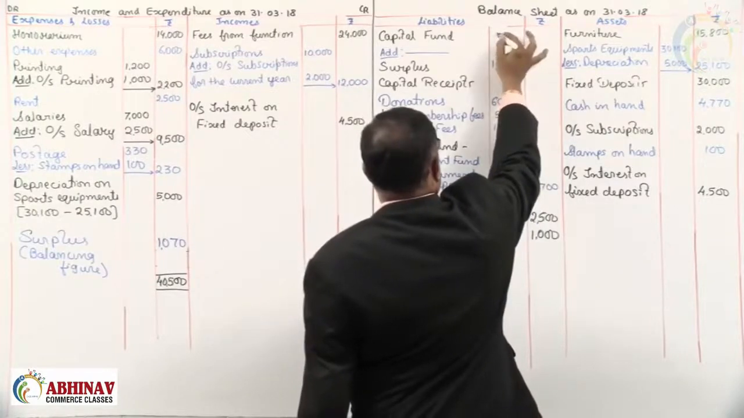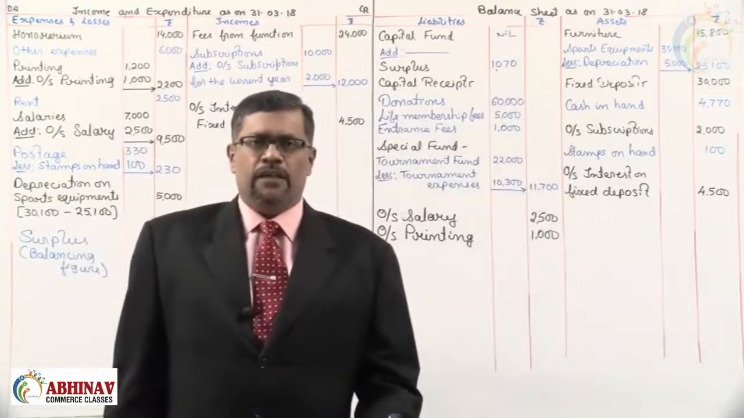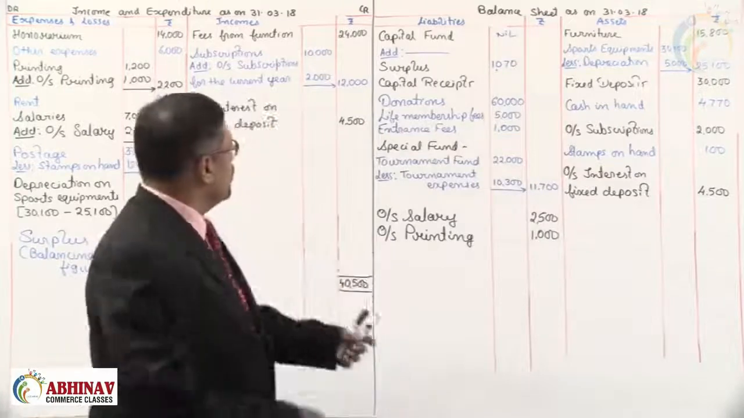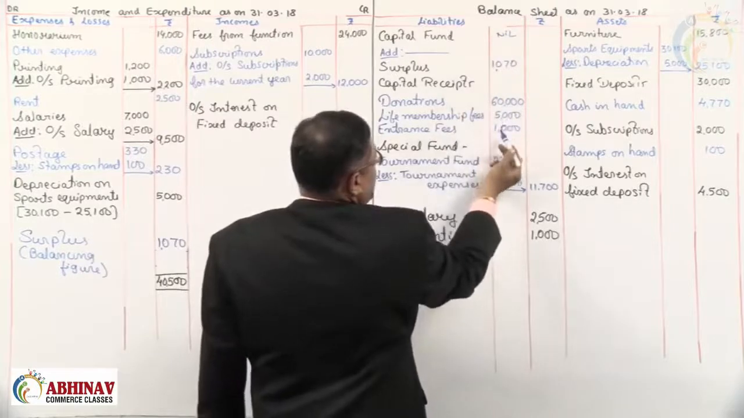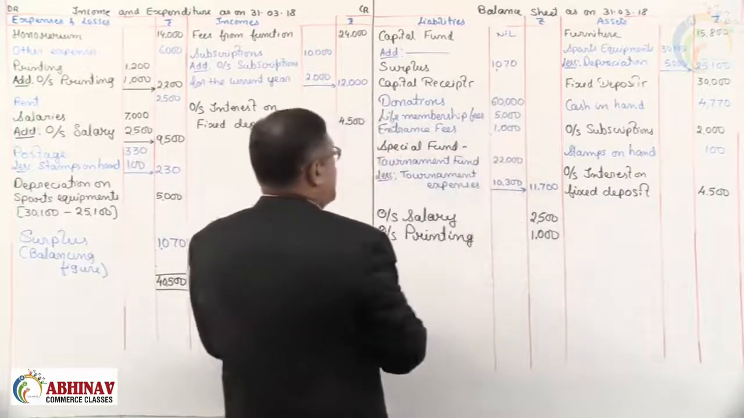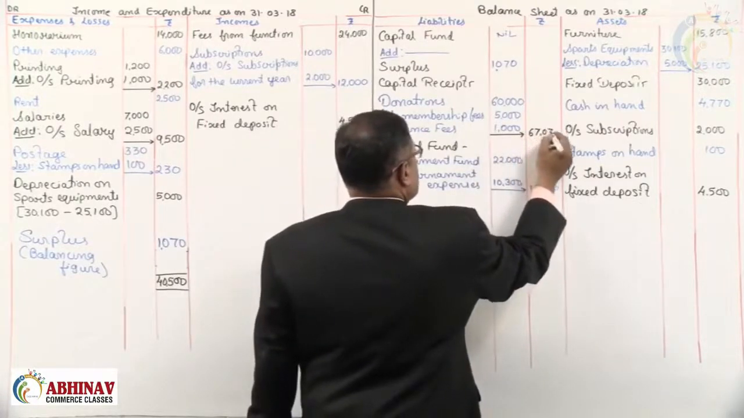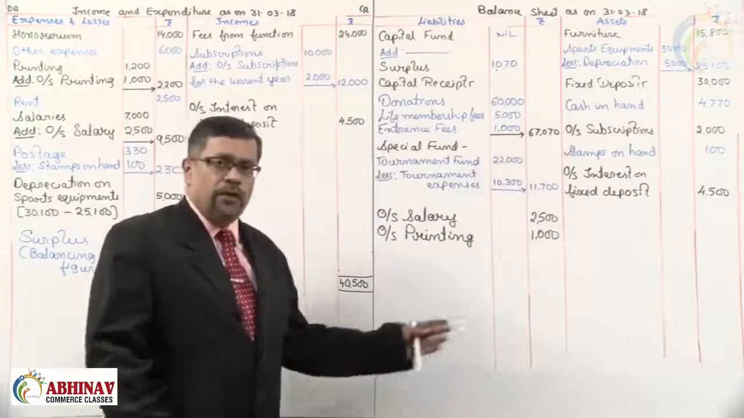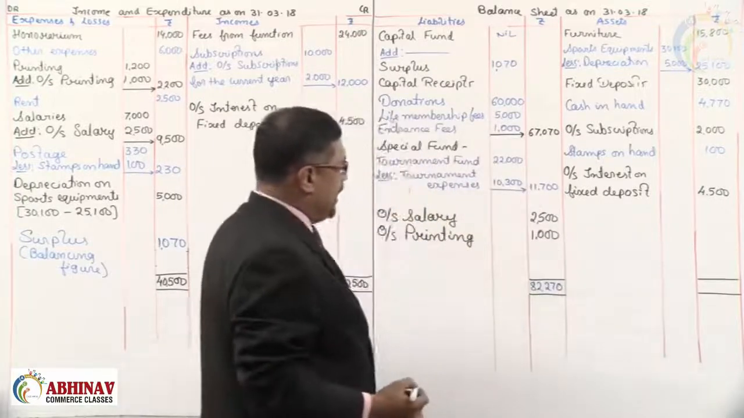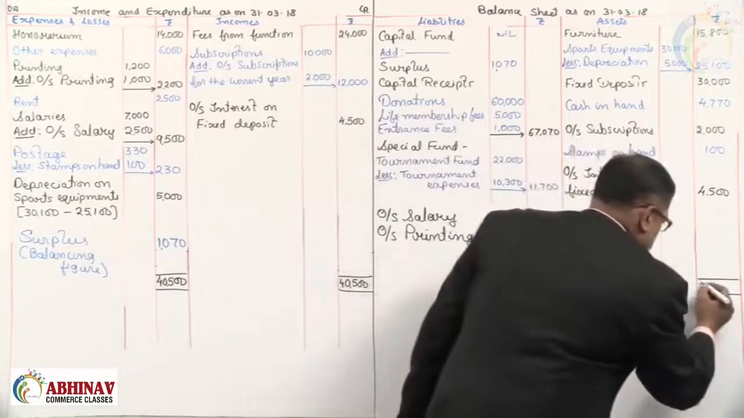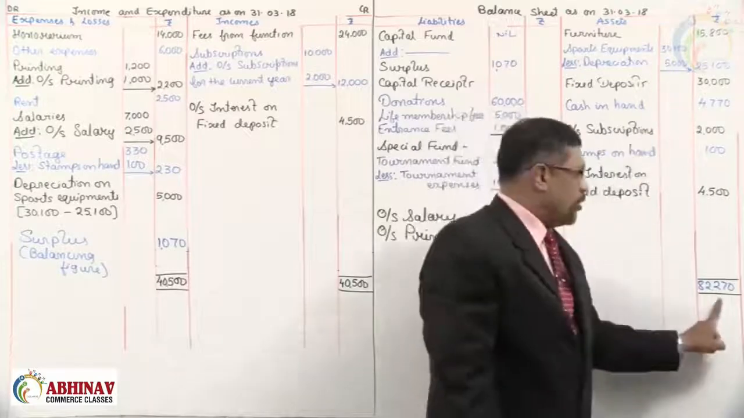1,070. There is no capital fund given as they have started in this year. Opening capital has to be nil. Capital receipts will total all this, 65, 66 and this 1,000. What we get is 67,070. Now we'll total the balance sheet. Total of liabilities 82,270. Assets also must be the same. 82,270. When you balance it, you find out that the total is the same.